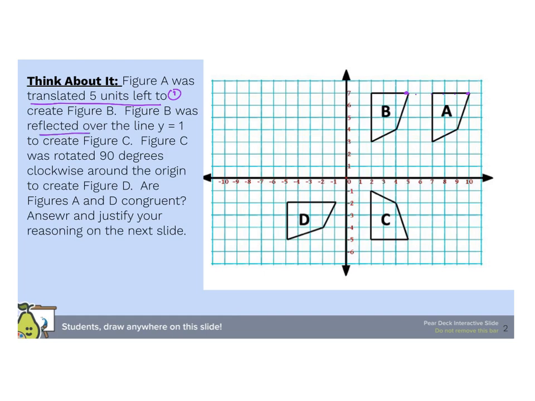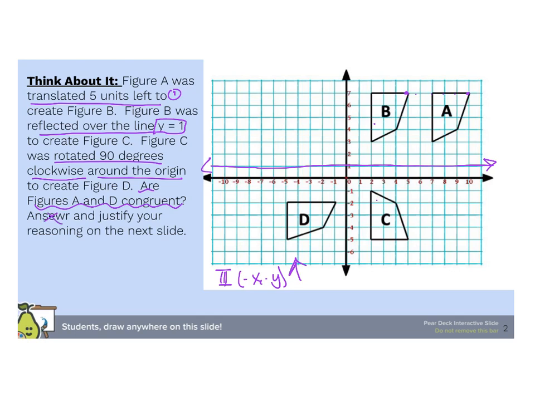Then it was reflected over the line y equals 1. That's this line. So figure B was reflected, okay, and we got C. Then C was rotated 90 degrees clockwise about the origin. That means X and Y should switch places, the coordinates. And then since it's going to be here in quadrant 3, X and Y are both negative, and I got my final figure. So the question is, are figures A and D congruent?